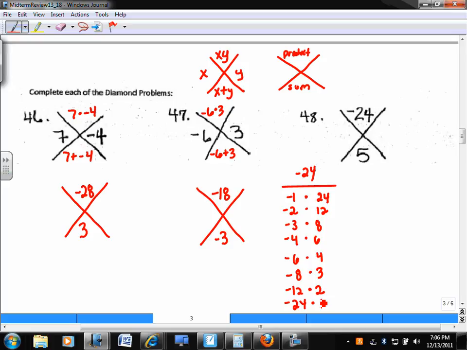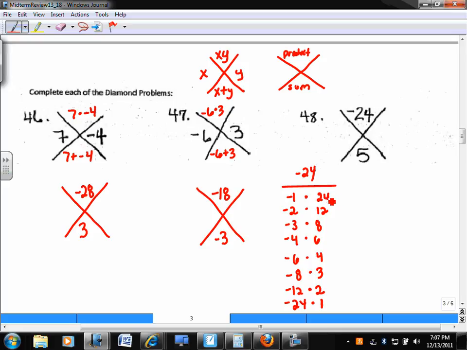So one of these sets has to work here. You won't necessarily have to write all of them out. I'm just showing you what we're doing here. I'm being very clear here. So these are all our factors that would multiply to negative 24. So let's see. Which pair would add to positive 5? Because that's the pair we want.